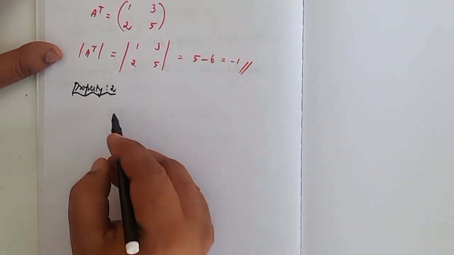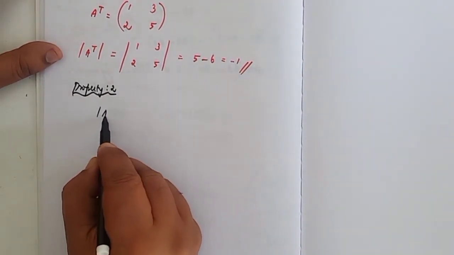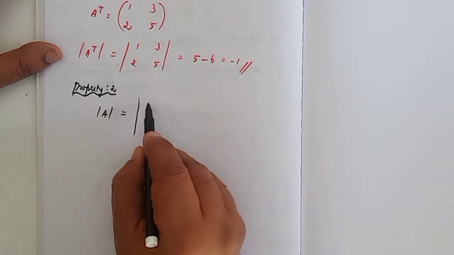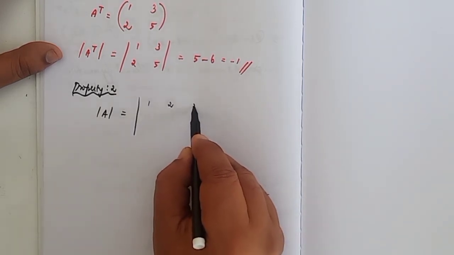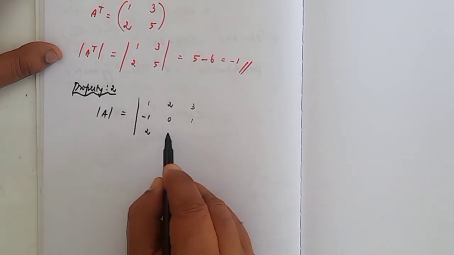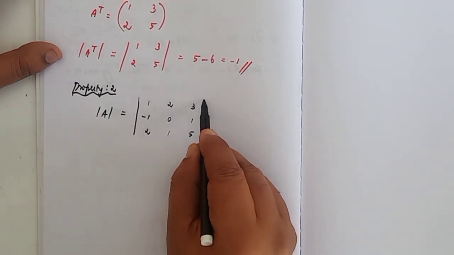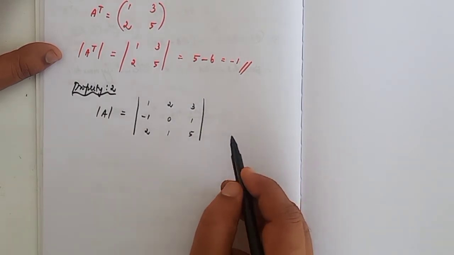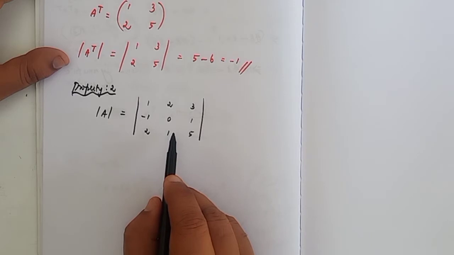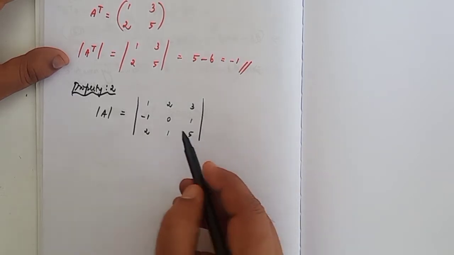First, I find the determinant of A. Straight away take the determinant: 1, 2, 3, minus 1, 0, 1, 2, 1, 5. I expand the 3 by 3 determinant, 3 rows, 3 columns. How to expand? Listen carefully.